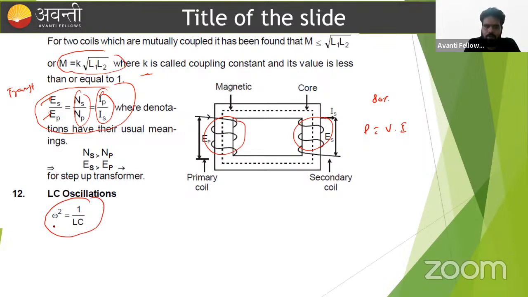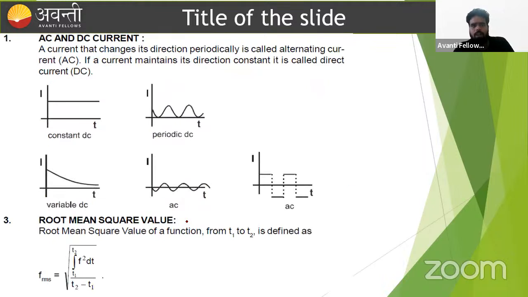LC oscillation: we have to remember the frequency of the LC oscillation, that omega equal to 1 over root LC. Okay, beta, that depends upon L and C, and which type of nature it will have that will govern. Let's move further. AC section.